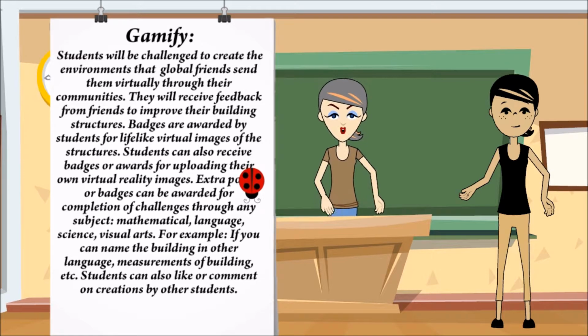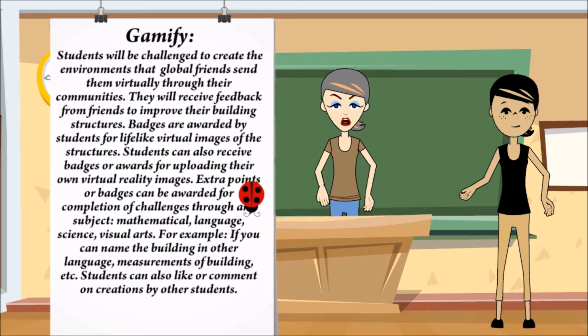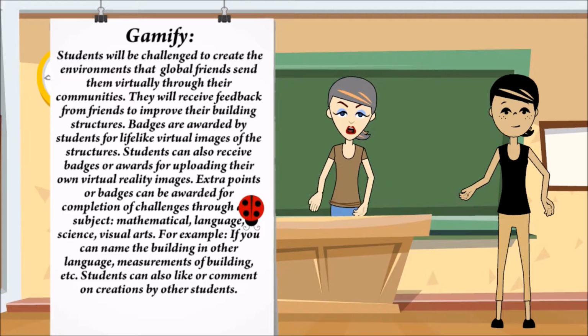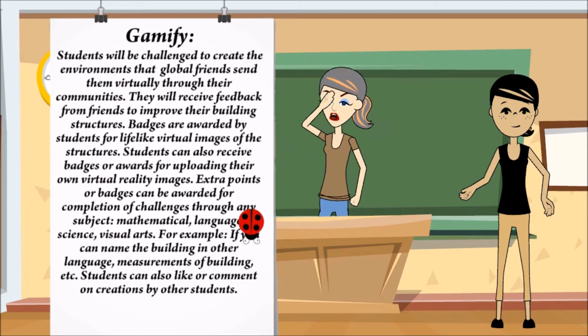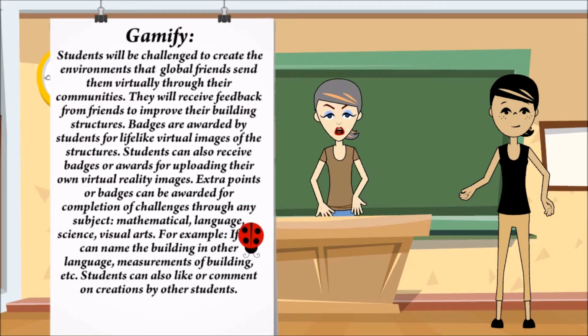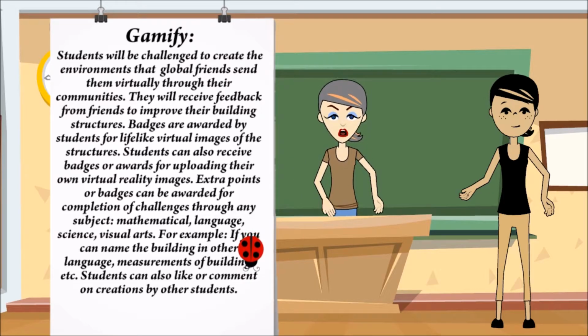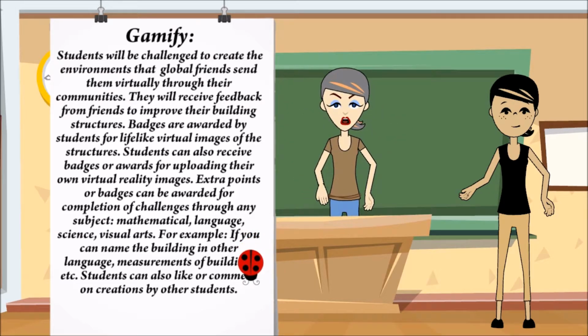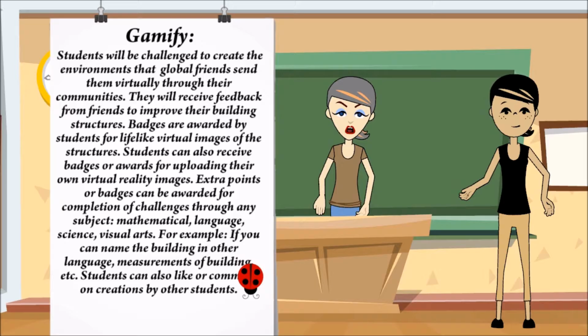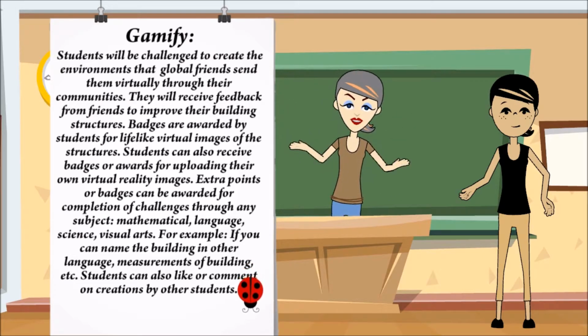Extra points or badges can be awarded for completion of challenges through any subject: mathematical, language, science, visual arts. For example, if you can name the building in another language, measurements of the building, etc. Students can also like or comment on creations by other students.